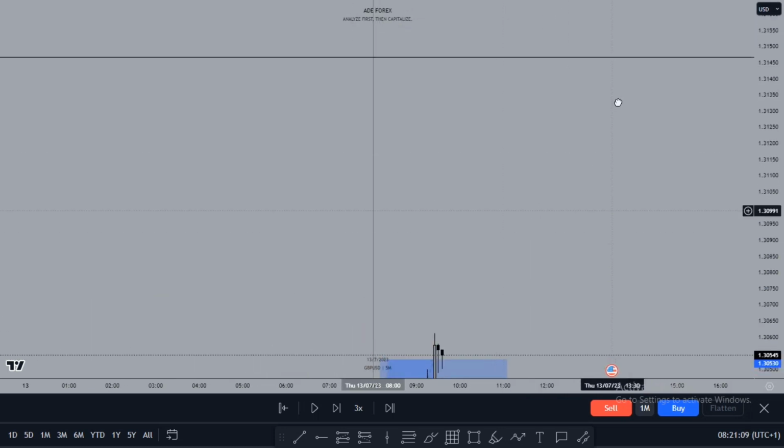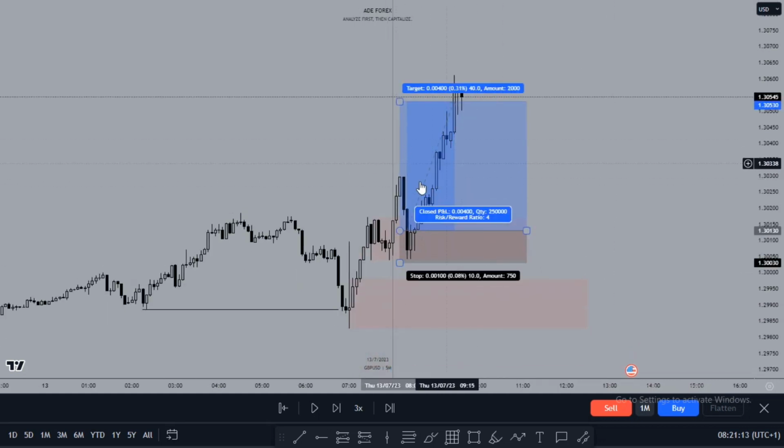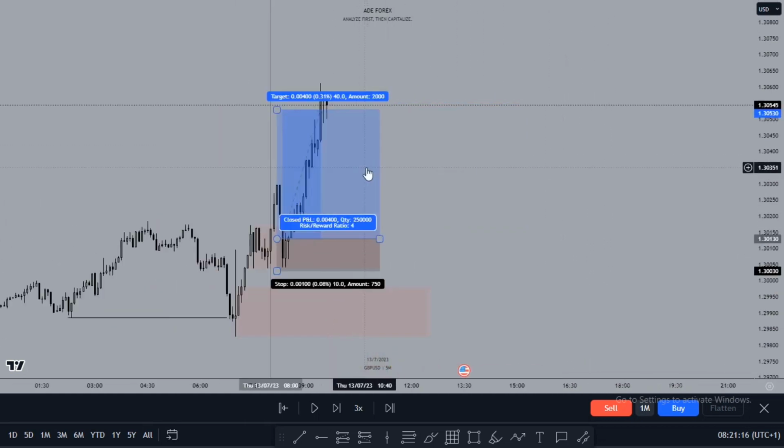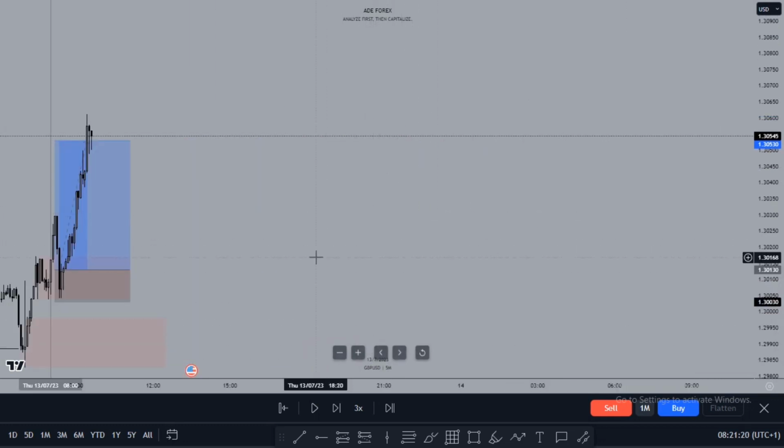Well, I didn't get tagged in because I was not taken out right here, so I was happy. It was a 1 to 4 hour trade, and I was happy with that. So now moving on to the Friday trade, let's actually go to the 15 minutes, right?